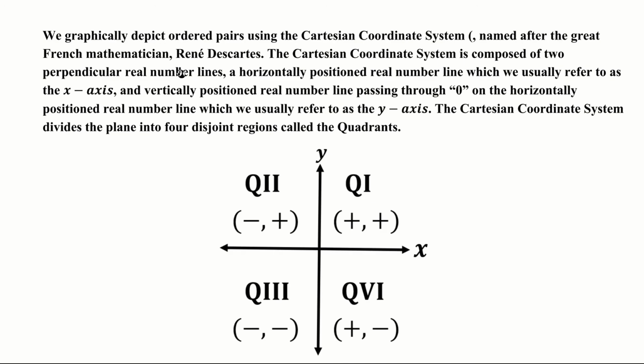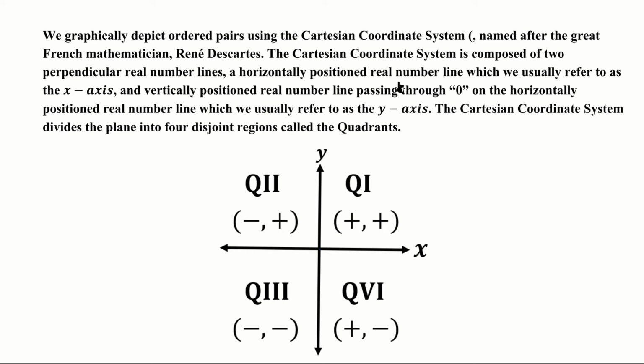We graphically depict ordered pairs using the Cartesian coordinate system, named after the great French mathematician René Descartes. The Cartesian coordinate system is composed of two perpendicular real number lines, like so, intersecting each other at their 0 points, okay? And creating a point of intersection right there, which is known as the origin, which is the ordered pair 0, 0, basically.